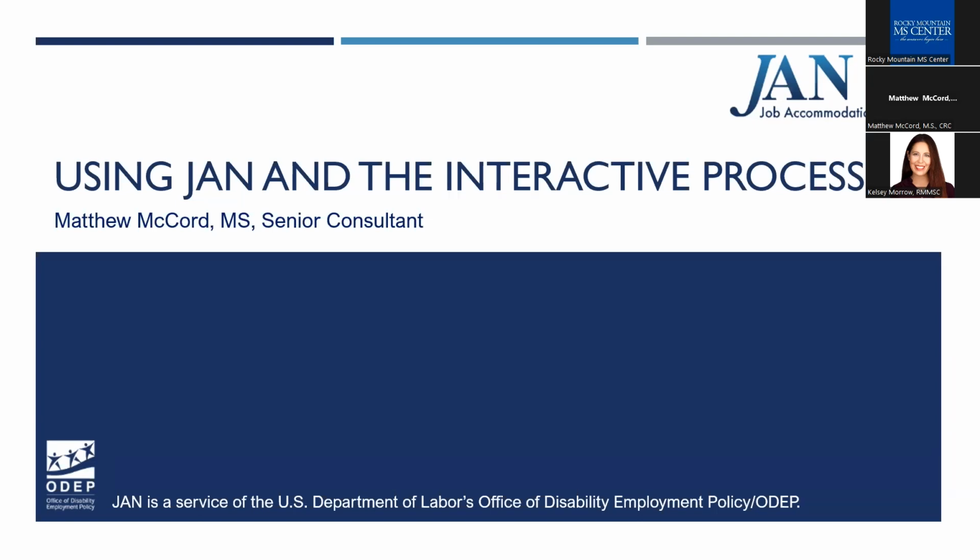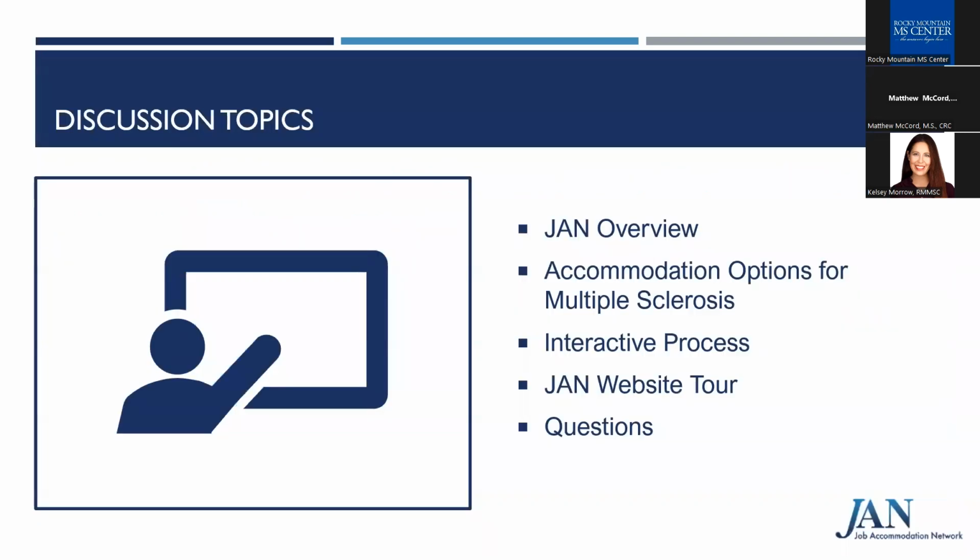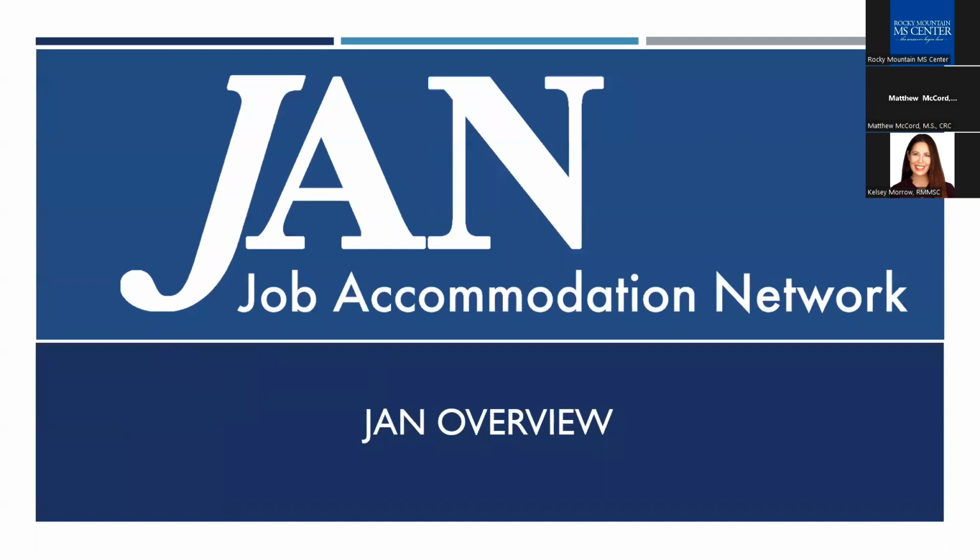Let's begin by outlining what we'll be discussing today. I'll begin by starting off with the types of services that we here at JAN provide. Then I'll take us through some of those common limitations that people with MS contact us about and some accommodations to help with those needs. Following this, I'll go over JAN's sample interactive process and then end off with a tour of the website. I'm sure you're all eager to get started, so let's begin.